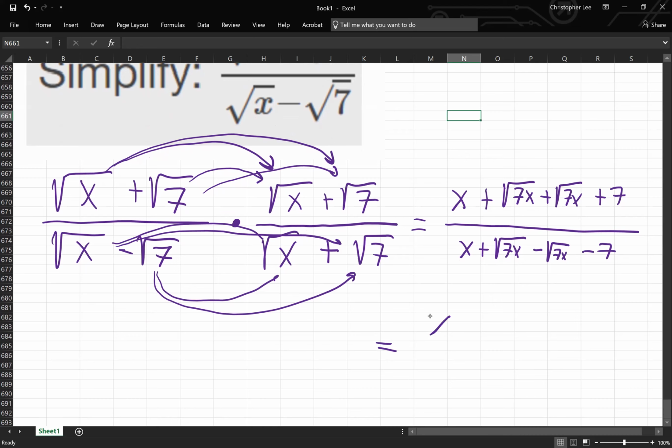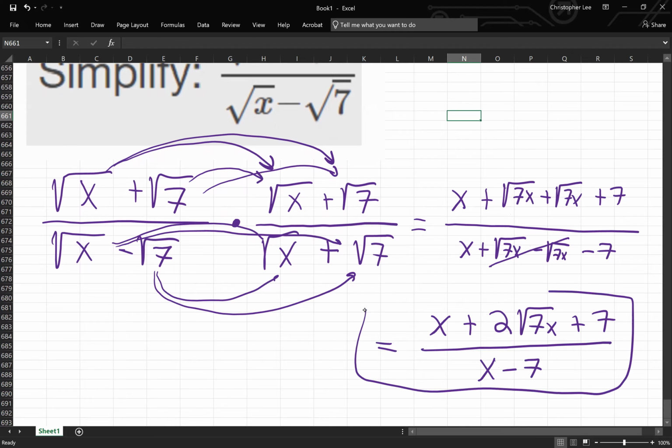The top is going to be x plus 2 square root 7x, right? Plus 7 all over. These two will cancel out. X minus 7. That's it. That's my answer. All right. Any questions on this one?